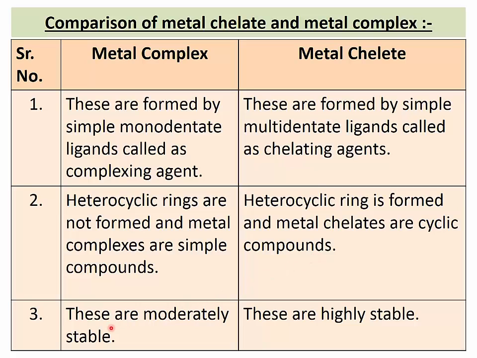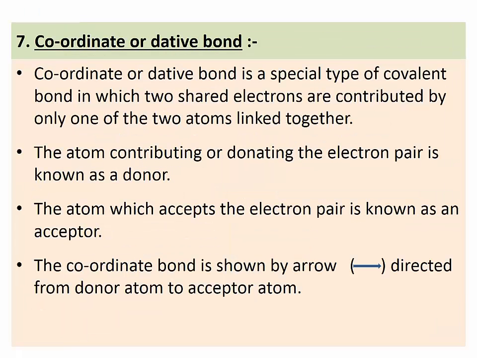Then see the next point: metal complexes are moderately stable, while metal chelates are highly stable. Because a heterocyclic ring is present, we require more energy to break that ring. Therefore, they are more stable. Metal chelates are highly stable compared to metal complexes.